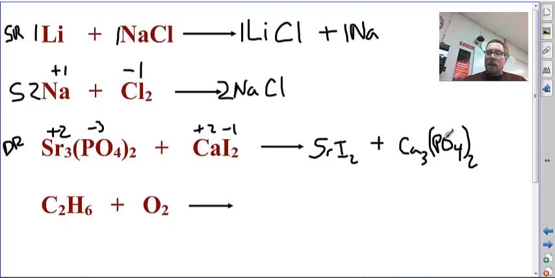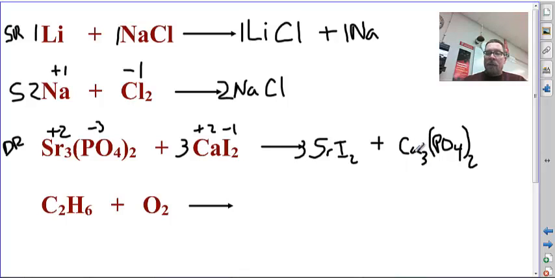I've identified my reactants, rearranged, and made them neutral, as I should in writing a binary ionic or a ternary compound. And now I just have to balance each side. So I just start one element at a time. I have 3 strontium, and I only have 1 here, so I need to put a 3. That gives me 3 times 2 is 6 iodine. So I go back here and I say 3 times 2 is 6 iodine. That gives me 3 calcium also.